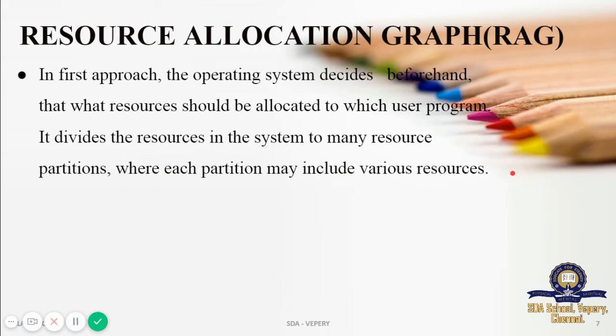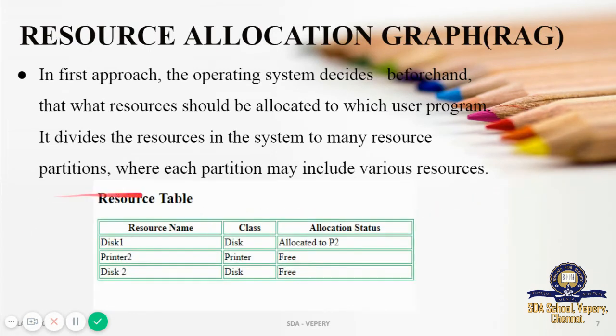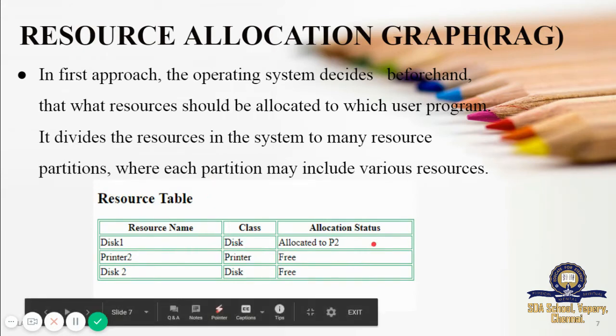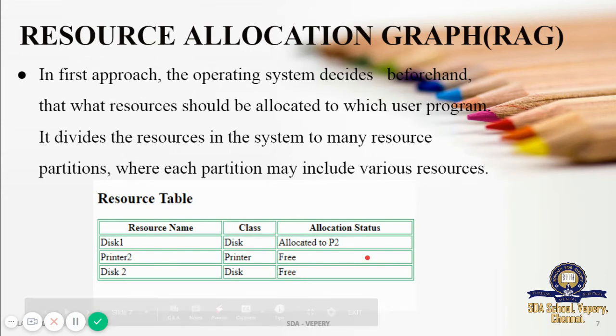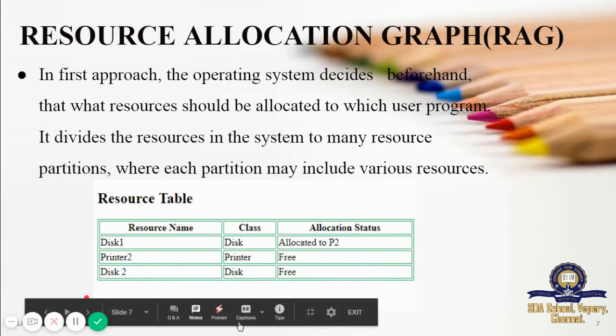Now you understood, right? I said you fixed partitions, resource partitions, the same. You will be fixing one resource for each process. For example, here you will have a resource table: disk 1 is allocated to P2. The printer, if it is allocated, might be given to some process. If it is free, then you can avail it and complete your process. Okay, this is how the resource table will be displayed for you.